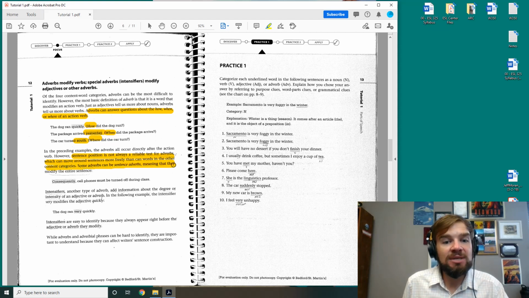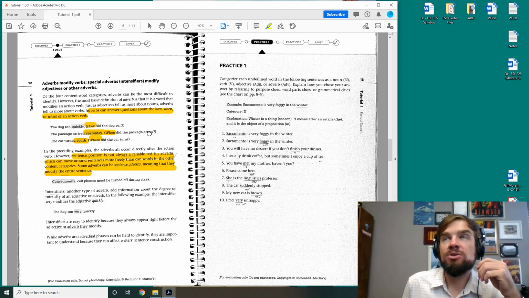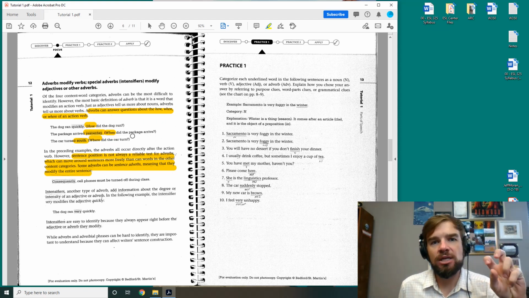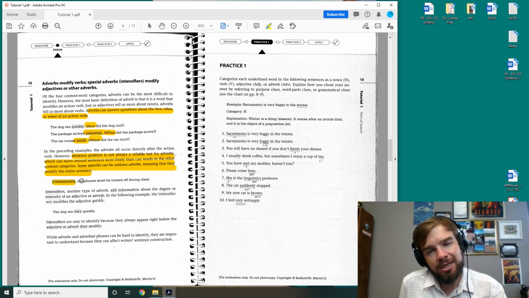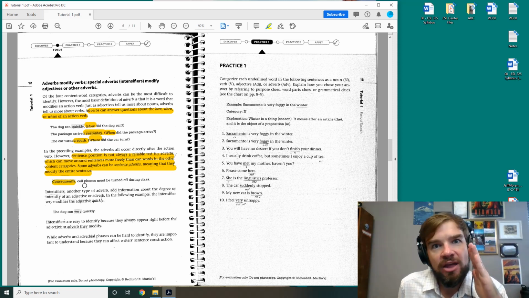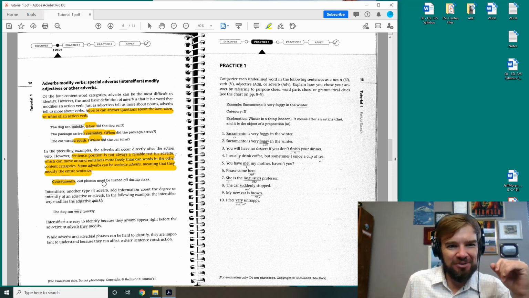Some adverbs can be sentence adverbs, meaning that they modify the entire sentence. And as you continue to do more advanced, literary and academic reading, you see this a lot. A sentence like, consequently, therefore. Consequently means therefore. Also, therefore is an adverb. Consequently, cell phones must be turned off during class.